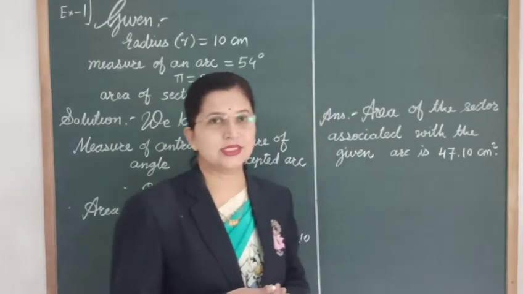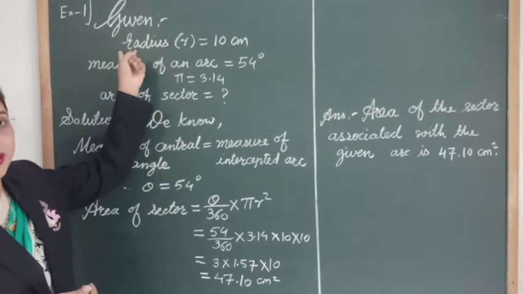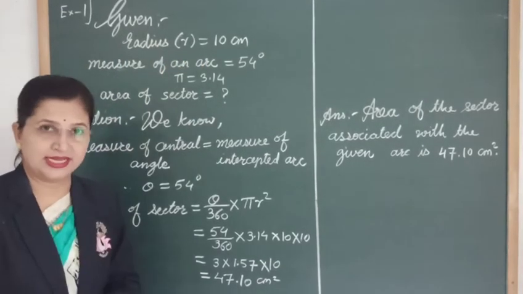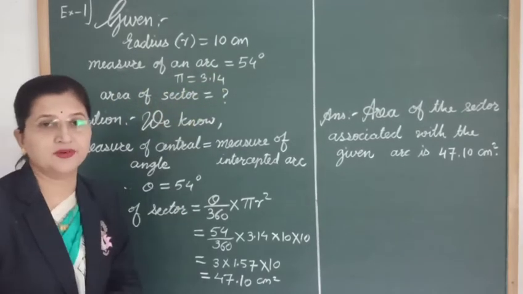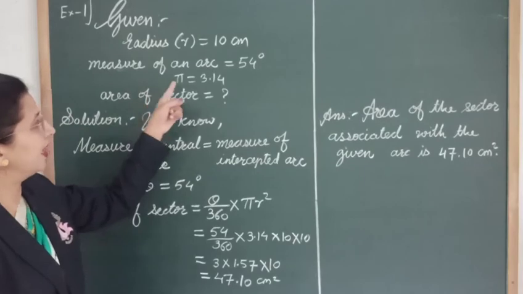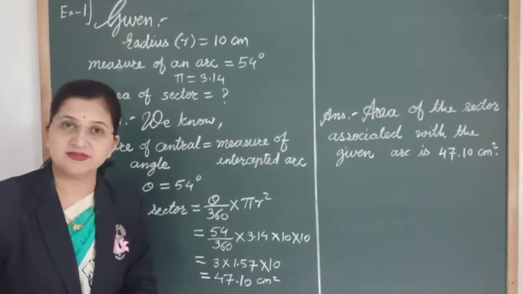Let's see how to solve this question. So dear students, in this question we are given the radius, that is r is equal to 10 centimeter. Then the measure of an arc is given as 54 degrees. And the value of pi is given as 3.14. And we are asked to find the area of the sector.